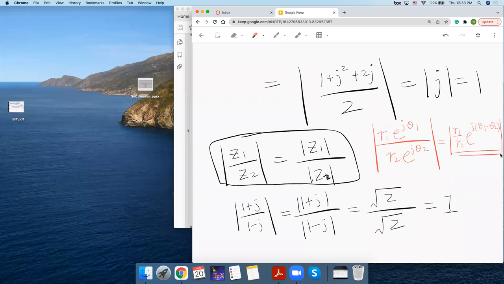This is again a standard polar form, because we have a real number in the front and e to the power of j times (theta 1 minus theta 2). By definition, for this polar form, the magnitude is R1 divided by R2. By assumption, both R1 and R2 should be greater than or equal to zero. So this shows that R1 is the magnitude of z1, and R2 is the magnitude of z2. Sometimes it's easier to calculate the magnitude of a fraction by considering the magnitude of the numerator and denominator separately.